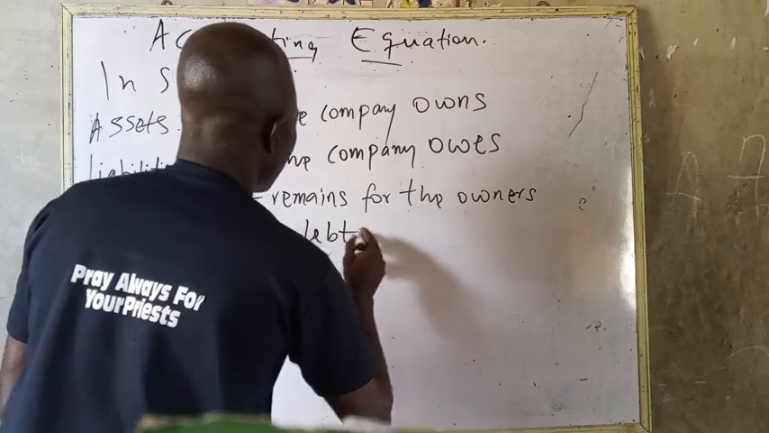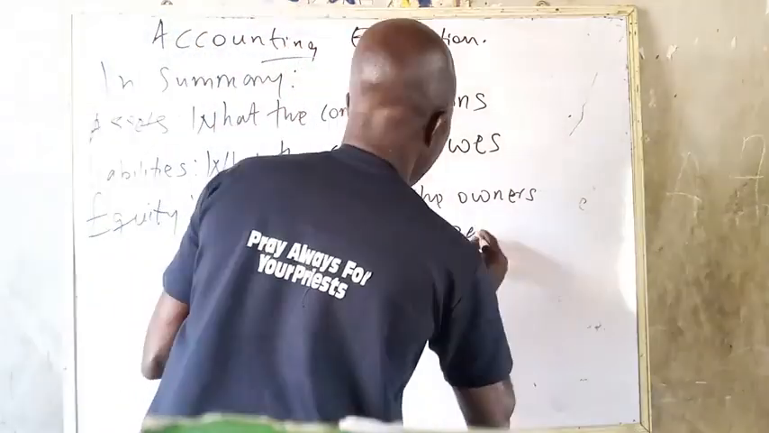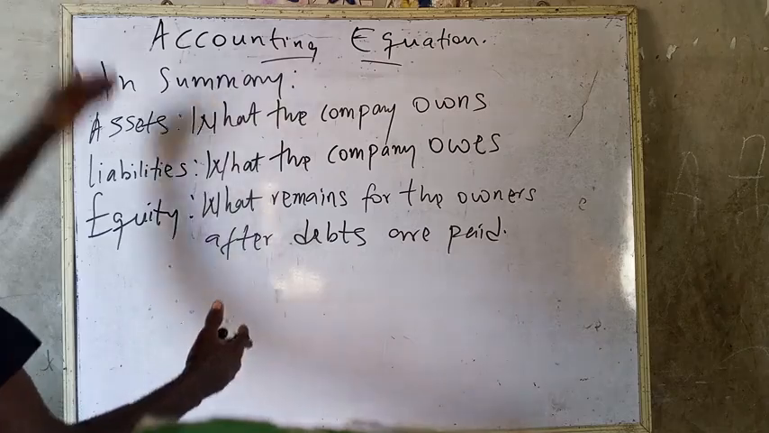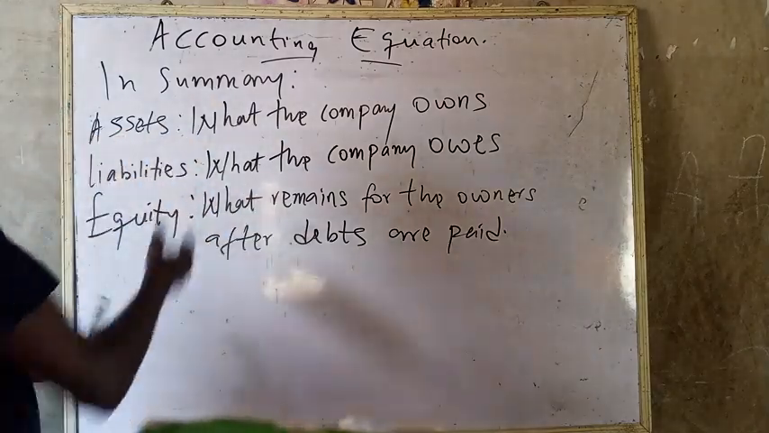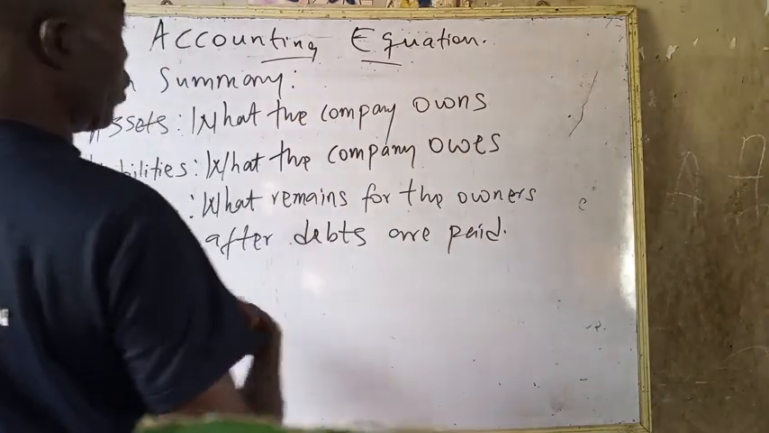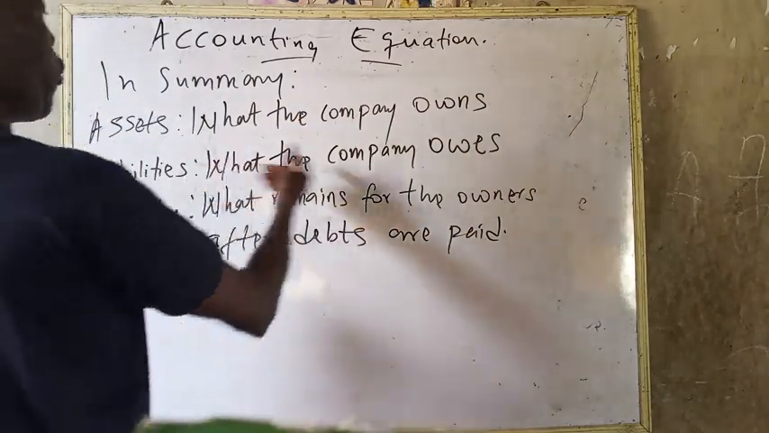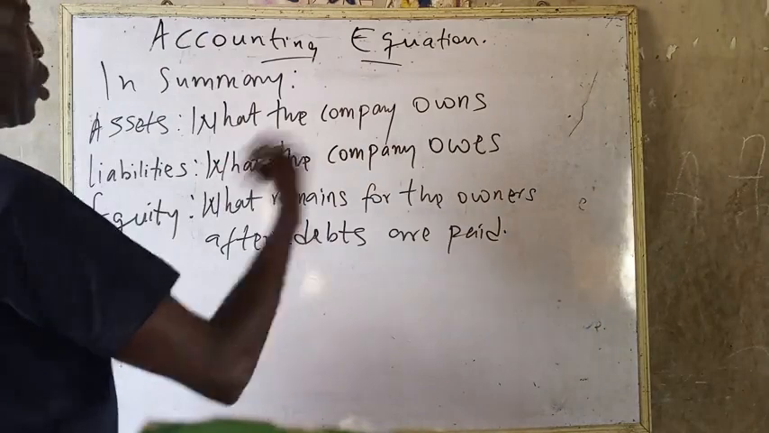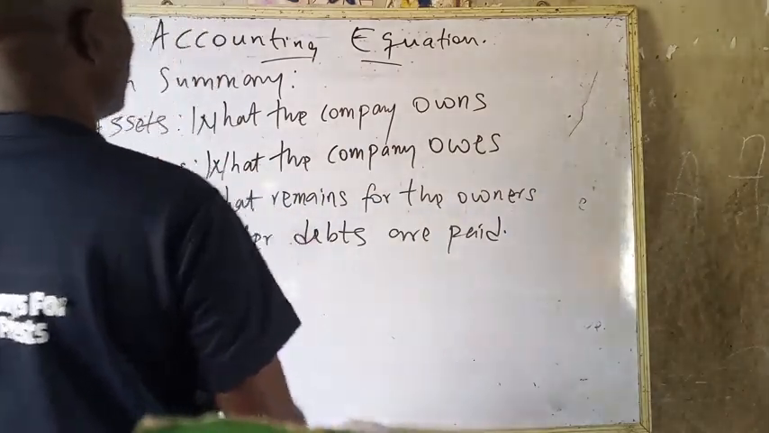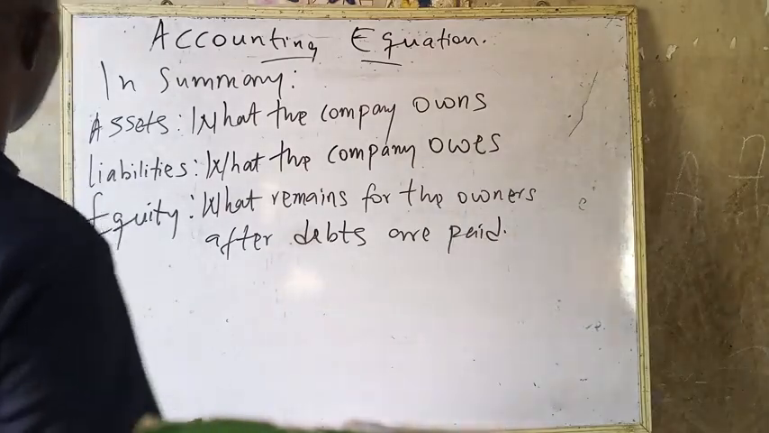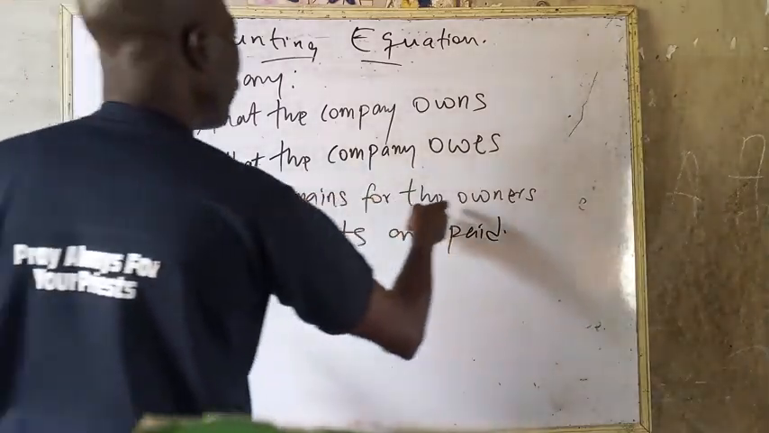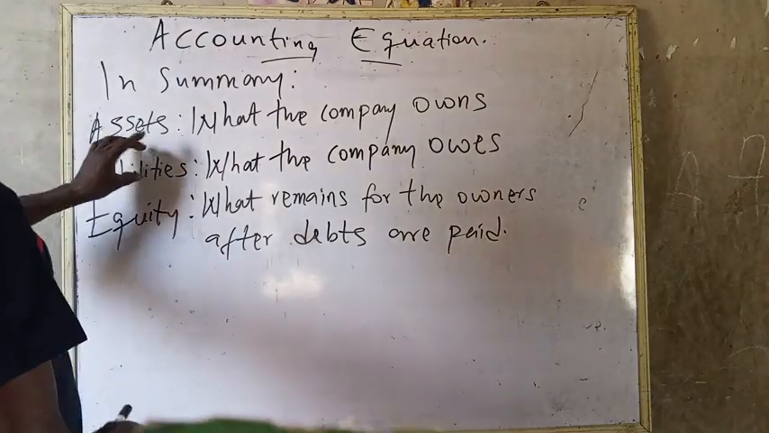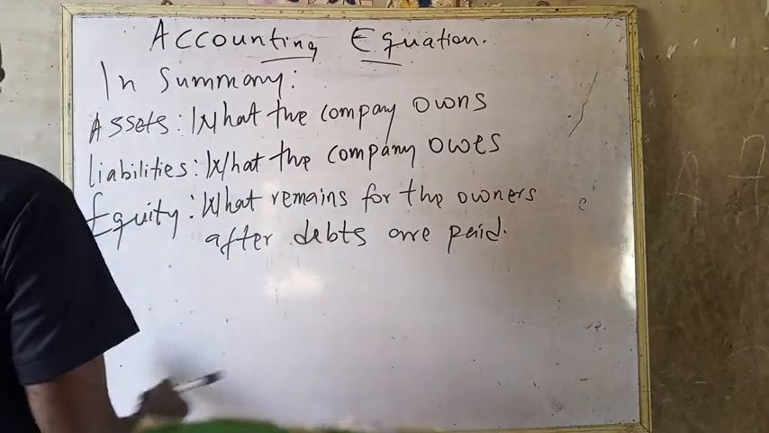The summary of the three terms: asset, liability, and equity. What's asset? Asset in summary is what the business owns themselves. Liability, what the company owes to outside parties that supply goods to them or finance part of the assets. Equity, what remains for the owners after debts are paid. That is, when liability is paid, what is left over is equity.